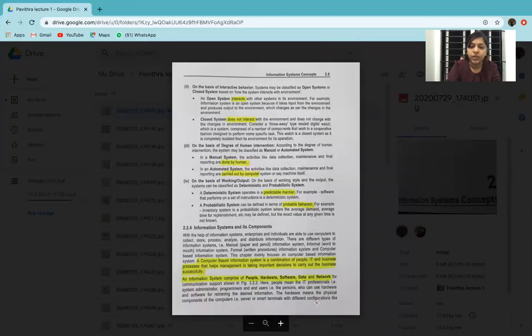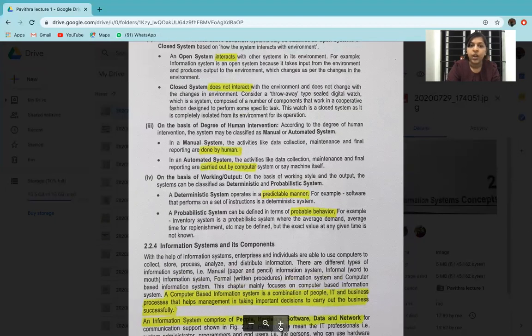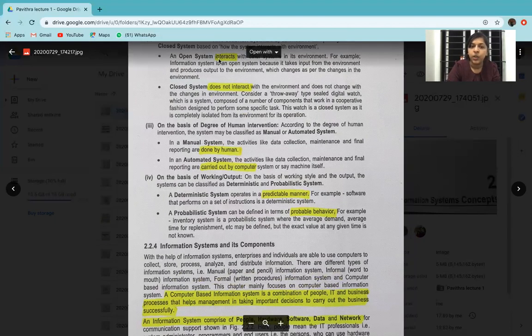On the basis of its interaction, one, we have the open system, which can interact with other systems in the environment. And then there's a closed system, which does not interact with the environment around. So an open system changes with the environment.